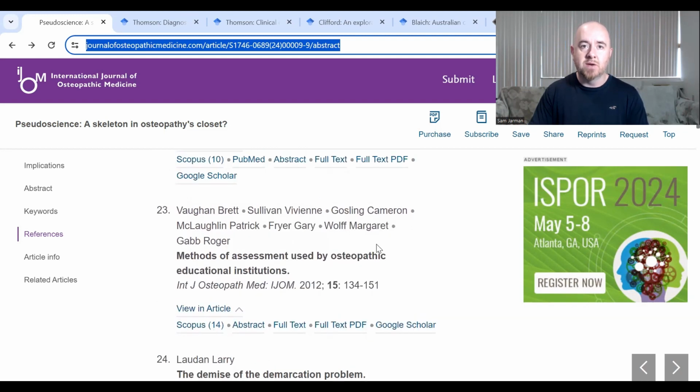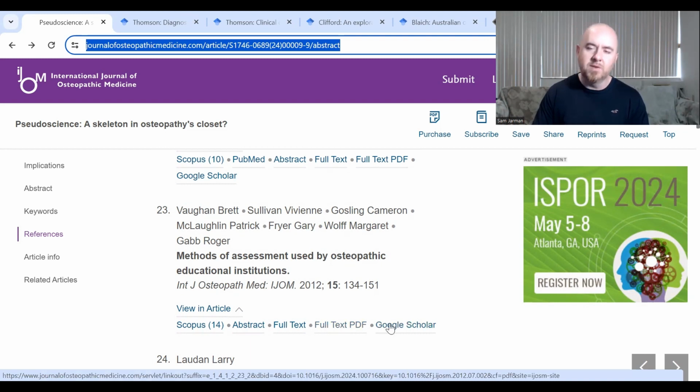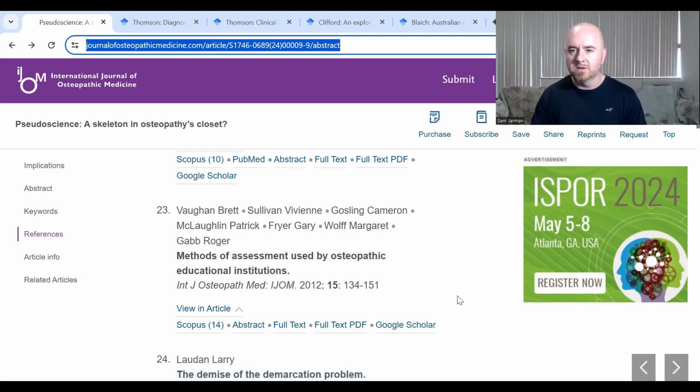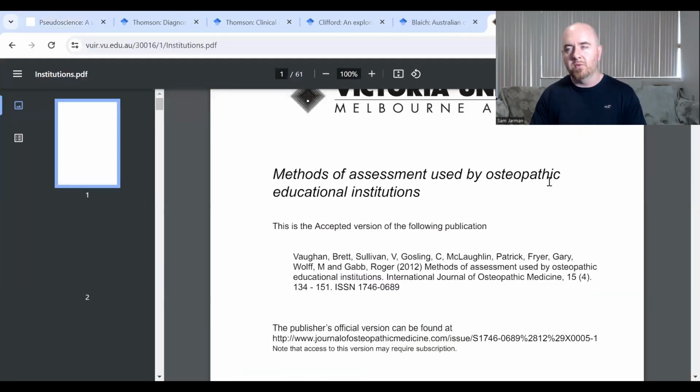And then as I rolled down, I got to number 23, methods of assessment used by osteopathic educational institutions. I happen to be very interested in educational assessment. I happen to be very interested in what's happening in the world of osteopathy, so that seemed like a really good idea. So I ended up clicking on the Google Scholar, and then from the Google Scholar, I clicked on the full text PDF. But here, I could have just clicked on the full text PDF. I just decided to make it more confusing for myself.